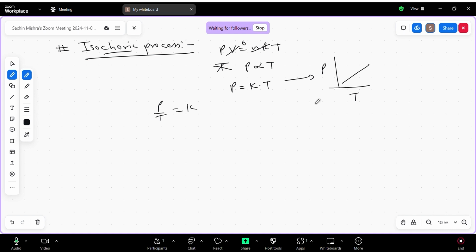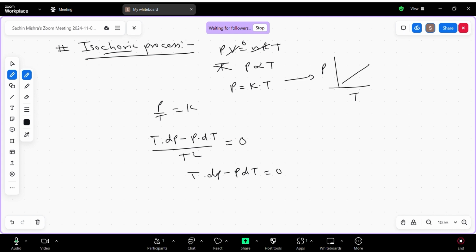Okay, if you want to write the differential form, we can write (T dP minus P dT) by T square, as you have studied in mathematics how to differentiate A by B. This is further equal to constant. Let's simplify: T dP minus P dT equal to 0. I hope up to this everyone is okay.